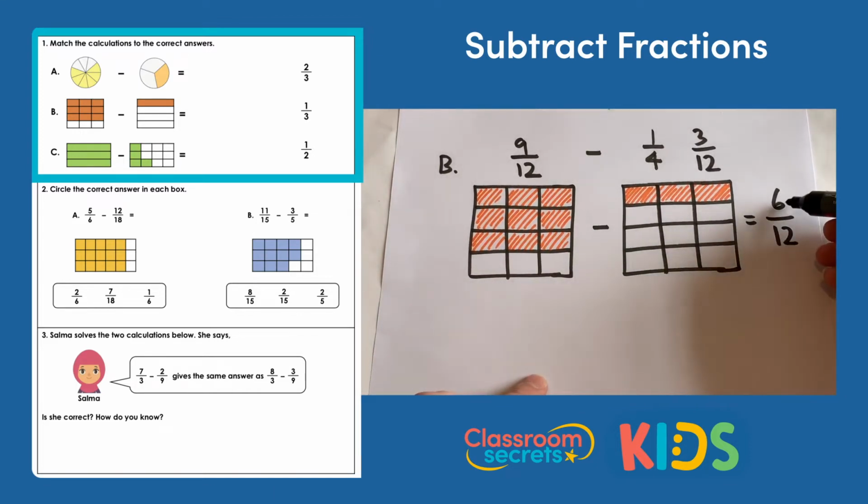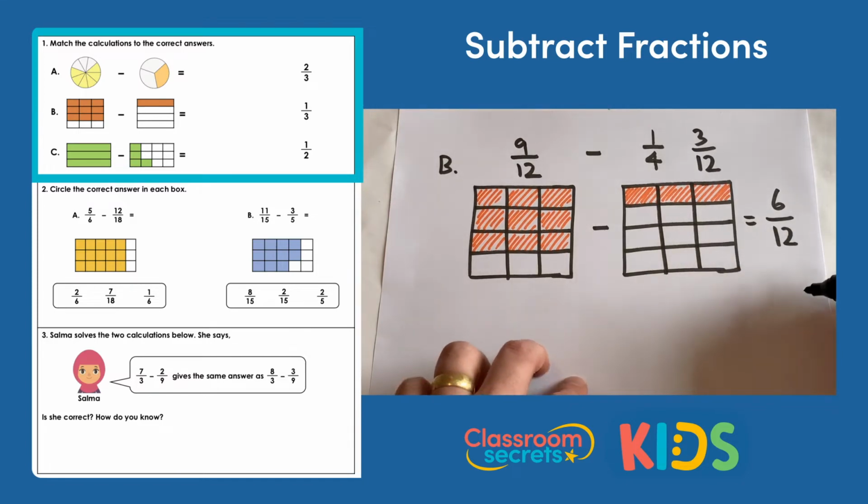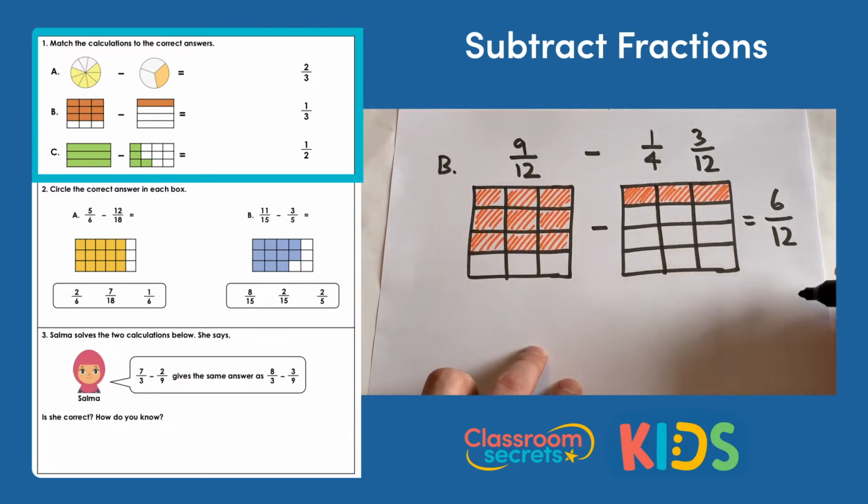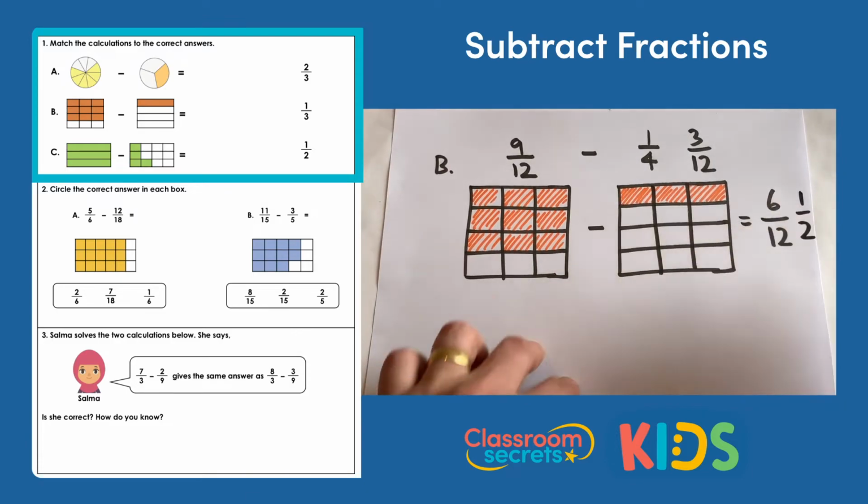And an equivalent fraction for 6/12, so we can divide both the numerator and the denominator by 6. So that would be 1/2. 6/12 is equivalent to 1/2.